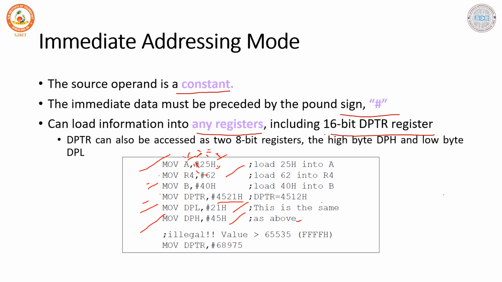If the value is greater than FFFF, the DPTR cannot be loaded, because its maximum is 65,535. So we cannot take up a value beyond that, which becomes an illegal or invalid value.